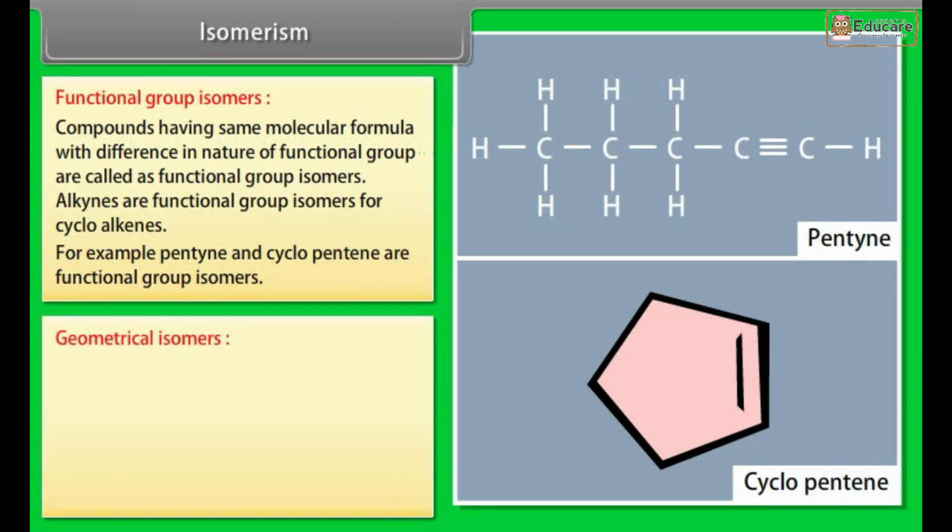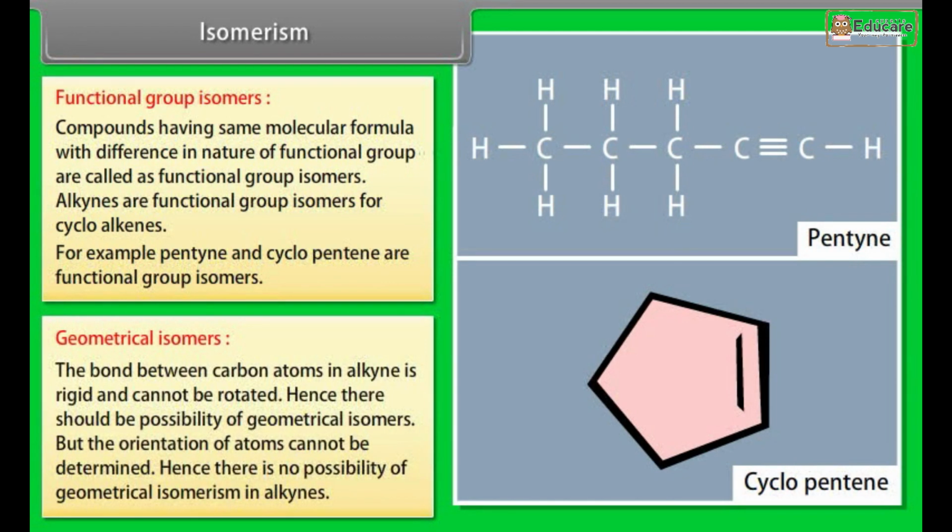Geometrical isomers. The bond between carbon atoms in an alkyne is rigid and cannot be rotated. Hence, there should be a possibility of geometrical isomers, but the orientation of atoms cannot be determined. Hence, there is no possibility of geometrical isomerism in alkynes.